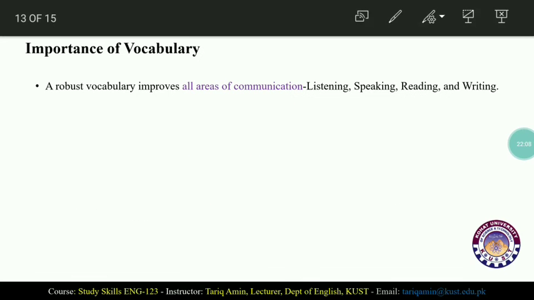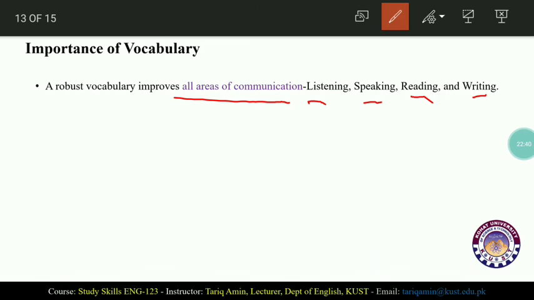A robust vocabulary improves all areas of communication: listening, speaking, reading, and writing. If you have extensive vocabulary, it improves all areas of communication. There are different language skills that are listening, speaking, reading, and writing. Or we can say that these are different areas of communication. Listening is one area of communication. Speaking is another area of communication. Reading and writing are the other areas of communication.